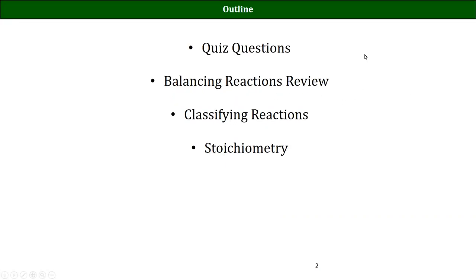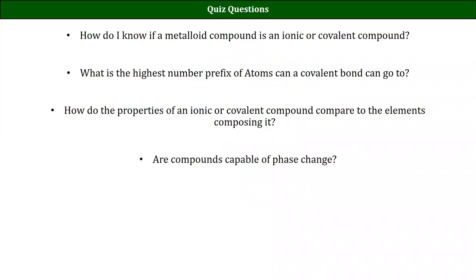All right, so we're gonna talk about some of the quiz questions from 2 weeks ago that are still relevant to what we're doing now when it comes to nomenclature and knowing what kind of compounds we have. So how do I know if we're looking at a metalloid, how do we know if it's gonna make an ionic or a covalent compound? I don't like the term metalloid. It's descriptive in that it tells you that it's kind of metallic, but it's not really metallic, but it's not a great term because it's not well defined. And different textbooks and different periodic tables will classify different things as metalloid or not metalloid.